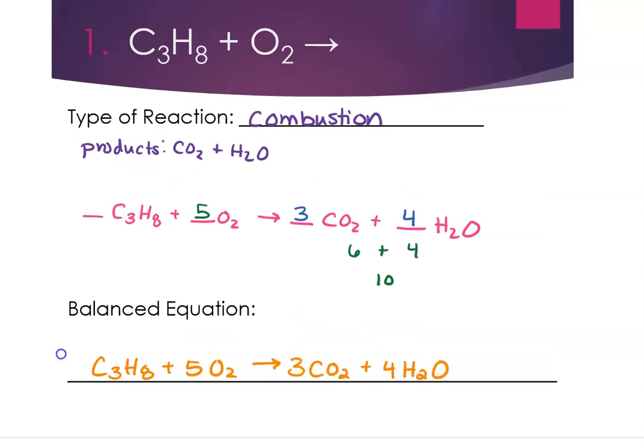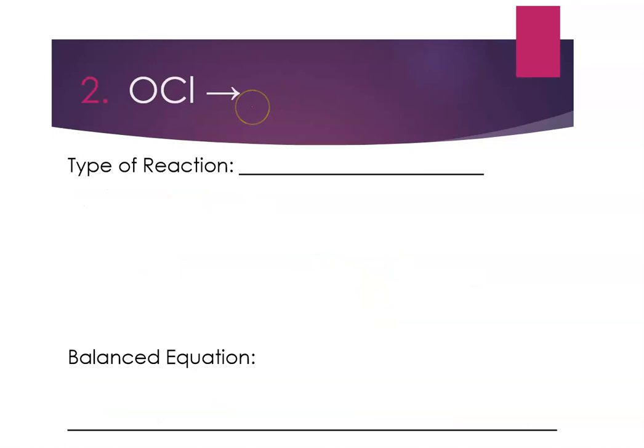All right, let's do another. So I have OCl yields something. So I go through my checklist. Is it a CHO plus O2? It is not. Is it only one reactant? It is only one reactant because there is no plus sign here. So when there's one reactant, it is decomposition.